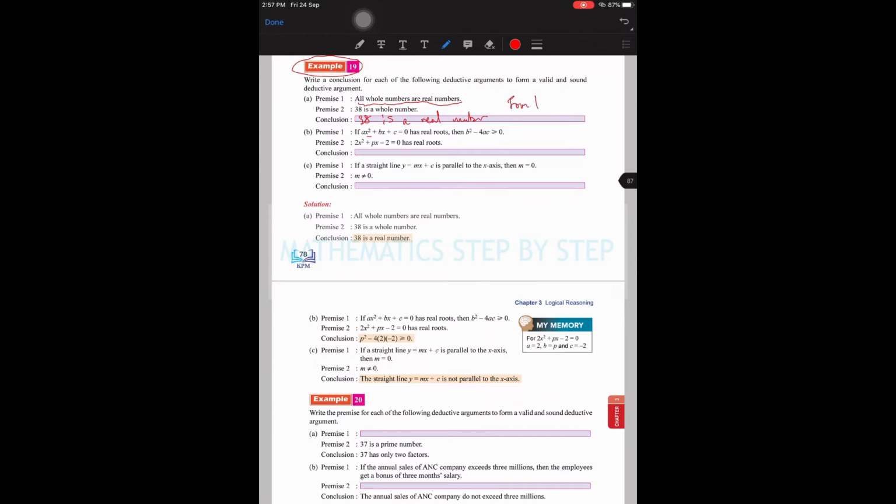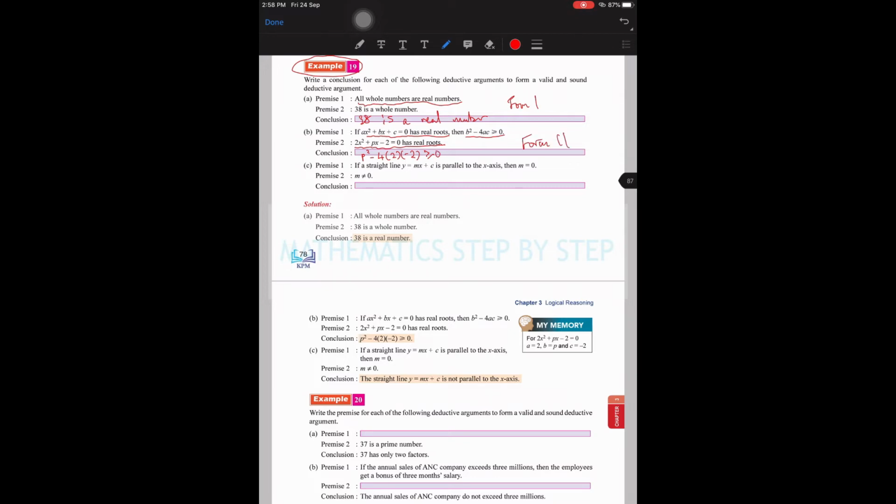If ax squared plus bx plus c equals to 0 has real roots, then b squared minus 4ac is greater than or equals to 0. Then 2x squared plus bx minus 2 equals to 0 has real roots. So b squared minus 4 times 2 times negative 2 is greater than or equals to 0, okay? So this is in form 2.